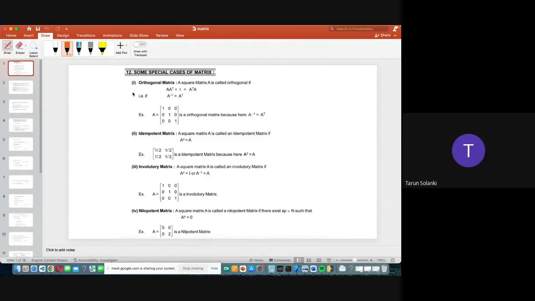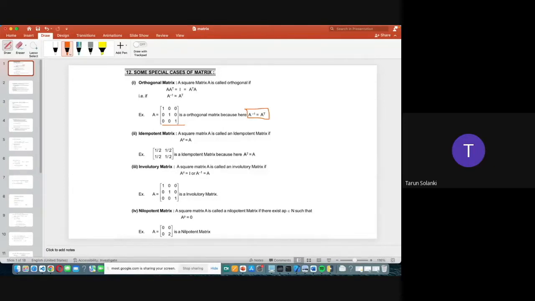For example, suppose the matrix is given as 1 0 0, 0 1 0, and 0 0 1. Here we can write A inverse is equal to A transpose. When you find the transpose of this, it is equal to A inverse also. So this property you need to remember. Okay, so this is our orthogonal matrix.